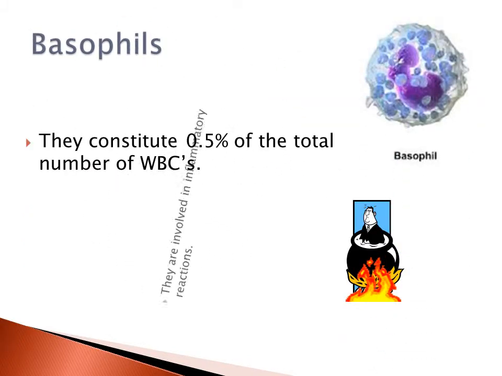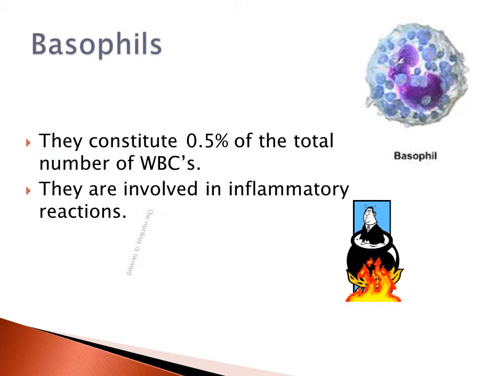the basophils constitute about 0.5% of the total number of WBCs. They are involved in inflammatory reactions. The nucleus is twisted in them.